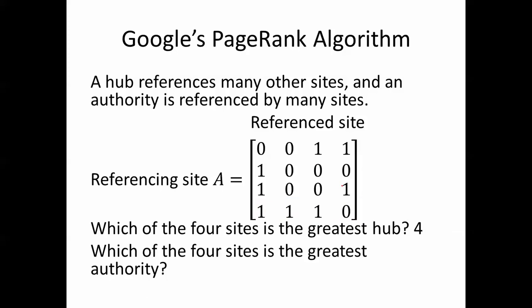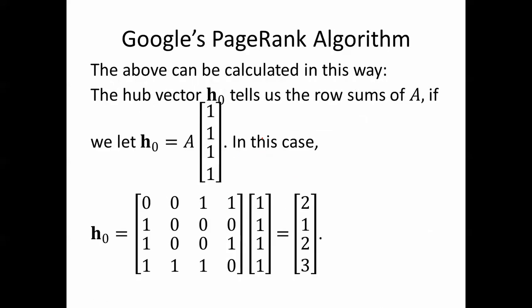Which of the sites is the greatest authority? This is the one that is referenced by many sites, and in this case, 1 is the one that's referenced. Everybody references 1, so 1 is the greatest authority. So the above can be calculated in this way. Rather than actually count 1, 2, 3, you could just do it numerically.